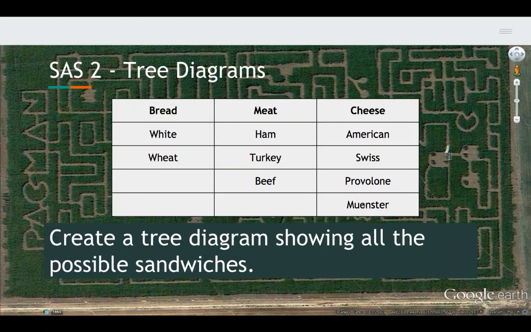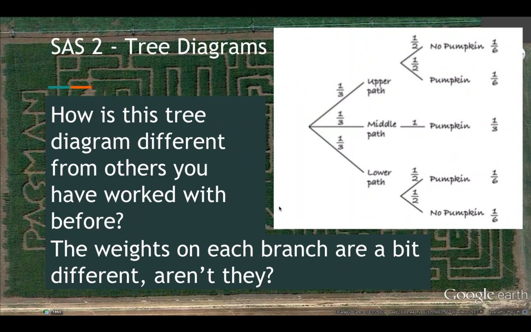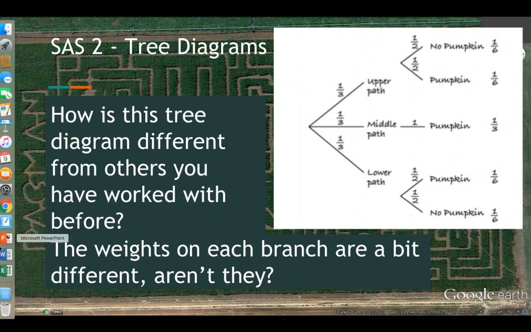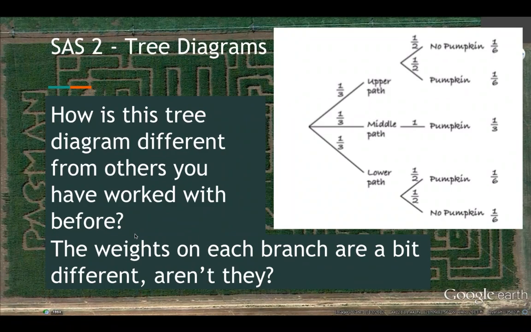All right, let's go back to this. If we want to know the probability of getting no pumpkin, we just multiply through. 1/3 times 1/2 is 1/6, and 1/3 times 1/2 is 1/6. We add those 2 together. The probability of getting no pumpkin is 2/6. 1/6 plus 1/6 is 2/6, or 1/3.